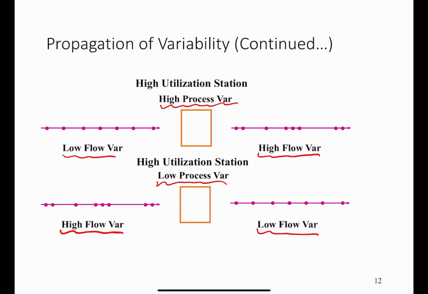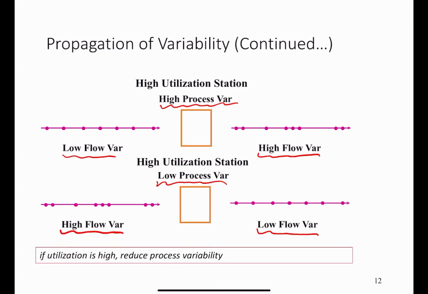So the conclusion we can get from this figure is that if the utilization rate is high, so when your server is very busy and you don't have sufficient capacity, you should try to reduce the process availability. So if you cannot hire more people, then you need to make sure you train your workers well, so they will be able to reduce the process availability. Or if you cannot buy more machines, then you better make sure that the machine is well maintained, so you will be able to process the item more consistently.